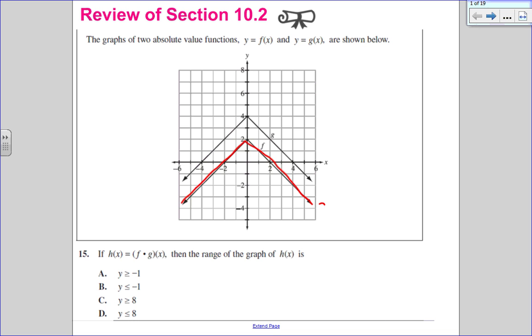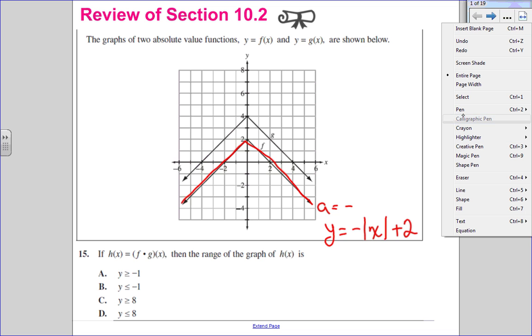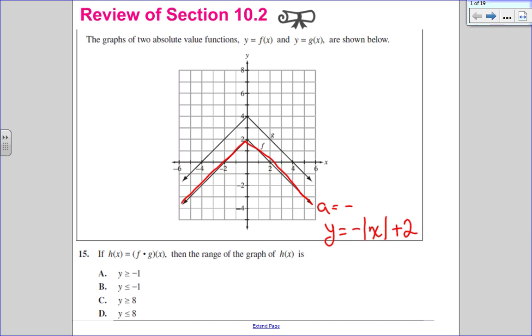So it opens downwards, so I know a is negative, and it goes up 2, so I know that the whole graph has been moved up 2 points. So my equation would be negative the absolute value of x and then the vertical translation on the outside. And then I'm going to look at g of x, and g of x right here, I see that that opens downwards as well. So again, a is going to be negative, and it's been moved up 4 units. So my equation is going to be negative the absolute value of x plus 4.